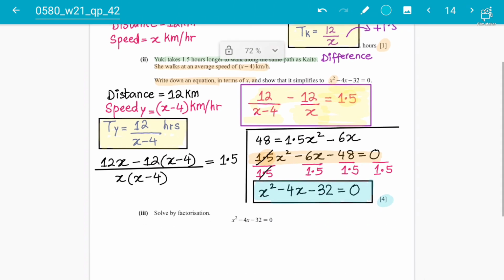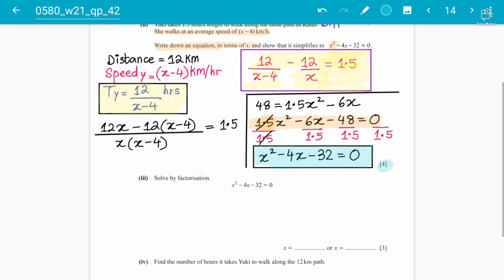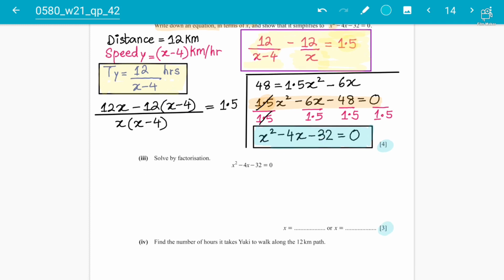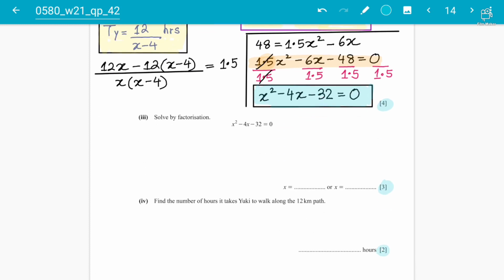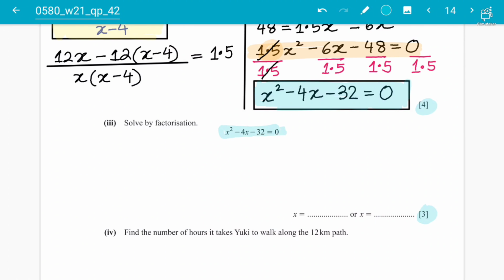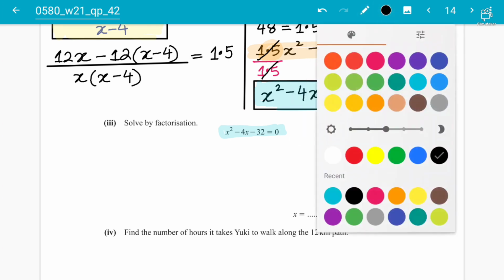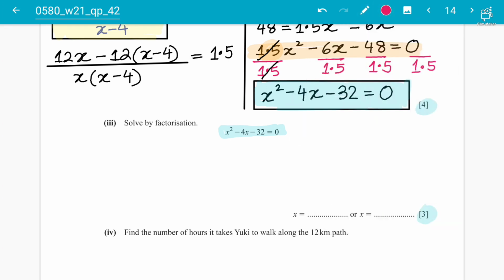That is the most tricky part. 4 plus 1, 5 marks. The remaining parts for 3 marks and 2 marks are very simple. You just have to solve by factorization. Make sure the examiner has already mentioned that you have to solve by factorization. So in this question, students, you can't use the quadratic formula, okay? In the previous question you had a choice. The examiner didn't say anything. When the examiner is not saying which method you have to use, you can use any method, okay? But when the examiner is telling you factorization, it will be very simple.